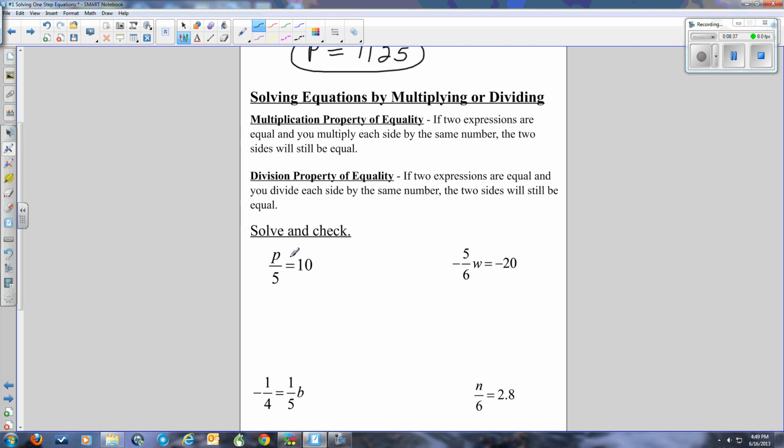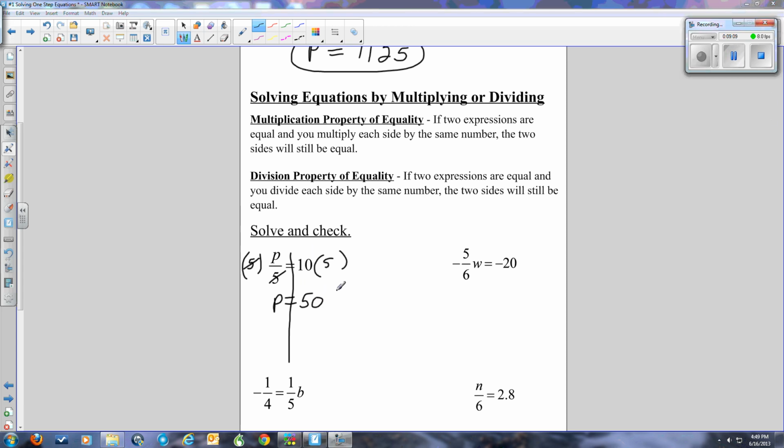So for instance, in this first equation, let's say we have p over 5 equals 10. We want to get p alone, and look and see what's happening. P is being divided by 5. The opposite of dividing by 5 is multiplying by 5. So we're going to multiply each side by 5. The 5's will cancel, and so we get p by itself, and 10 times 5 equals 50.